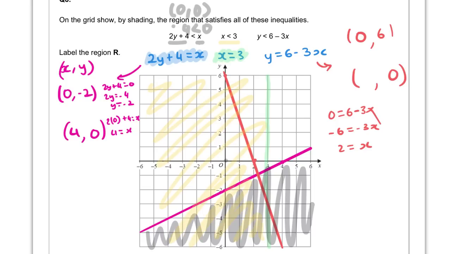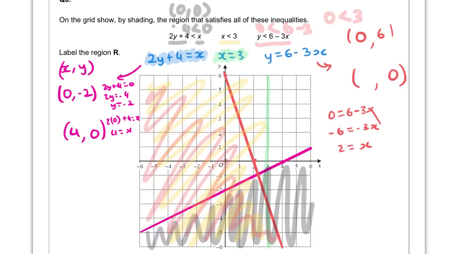And then lastly, where is y less than 6 minus 3x? Again, I'm going to try that 0 point to see if we want it or not. Is 0 less than 6 minus 3? That's saying is 0 less than 3? Yes, so we want everything on this side. So we can clearly see that actually the bit that we want is this region here. I'm just going to go over it in black pen so you can see. This is the region that we want, and you can label it R.